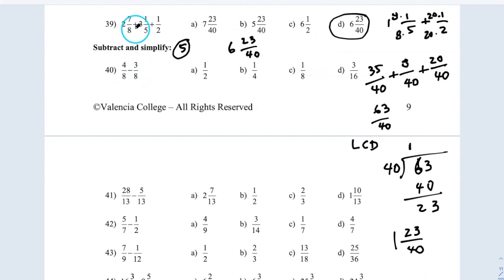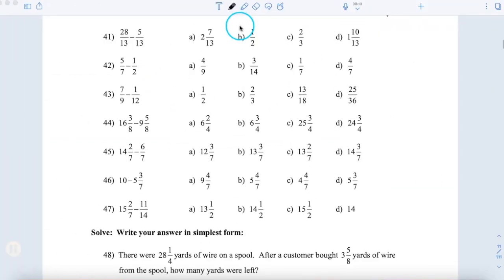Next one. Now, we were adding before, now it's subtracting. Same idea, and I said it since the beginning. As long as you have the same denominator, you can add or subtract the top. So same denominator, I'm going to keep it as 8. And 4 minus 3 is 1. Easy as that.